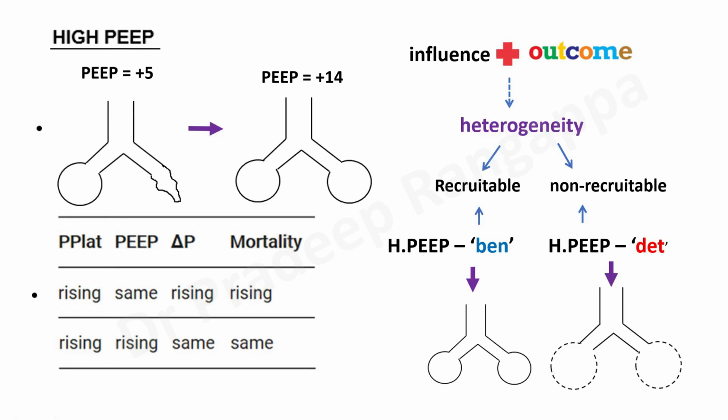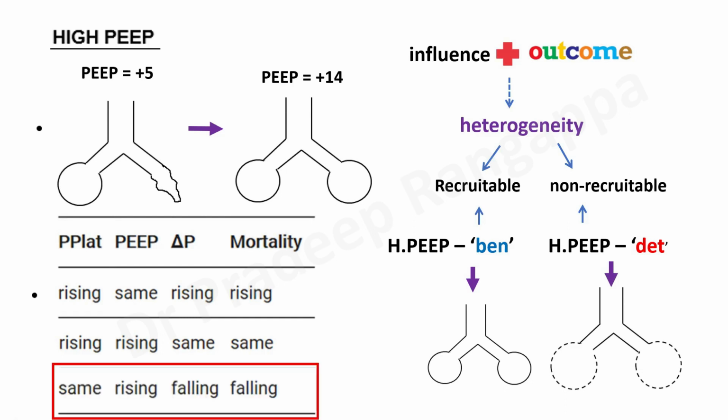But what we really expect in patients who do well is where P-plat is the same. So P-plat is not increasing, but PEEP you have optimized. So we need to be in this situation where your P-plat is not going up and PEEP you have optimized, then your driving pressure comes down and your mortality comes down. So this is what we have understood with the driving pressure, as to how we should utilize driving pressure to optimize PEEP.